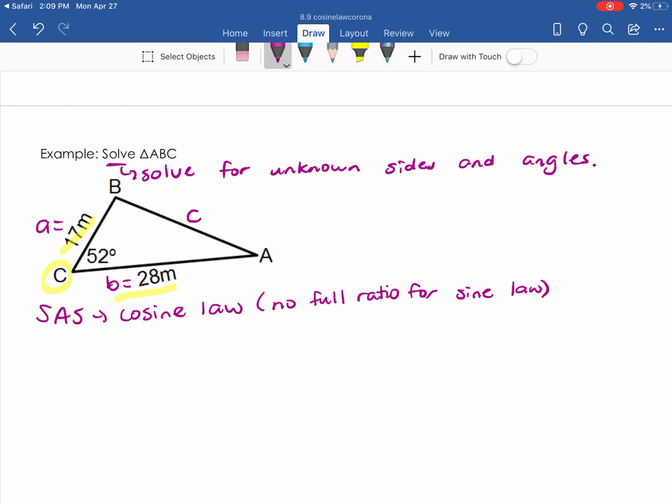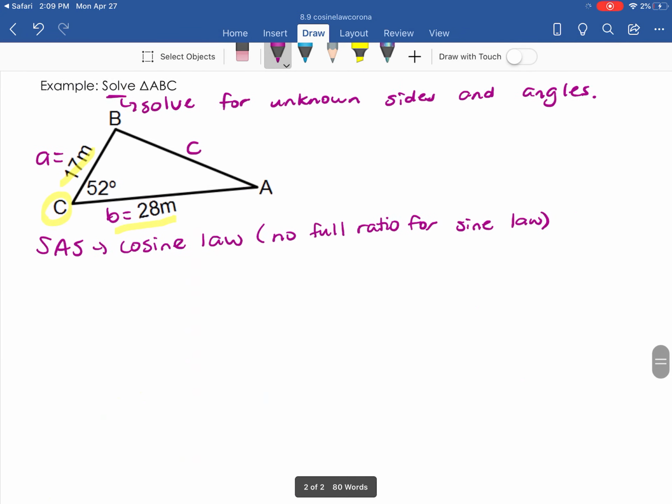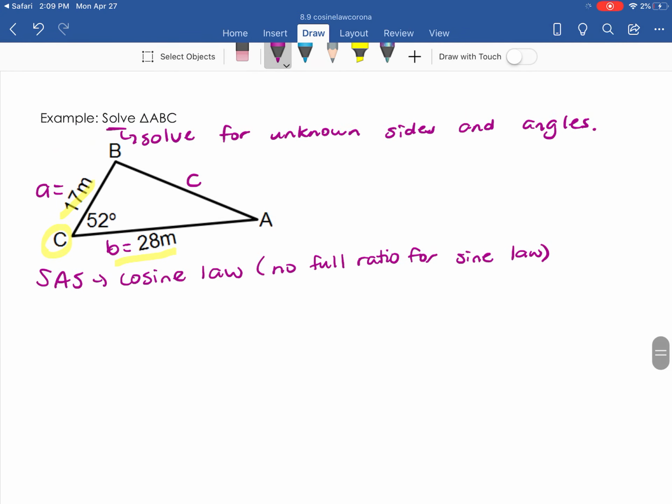And there's no full ratio for the sine law, okay? So I think it's easiest. It's easier to solve for a side. So let's solve for side C first.